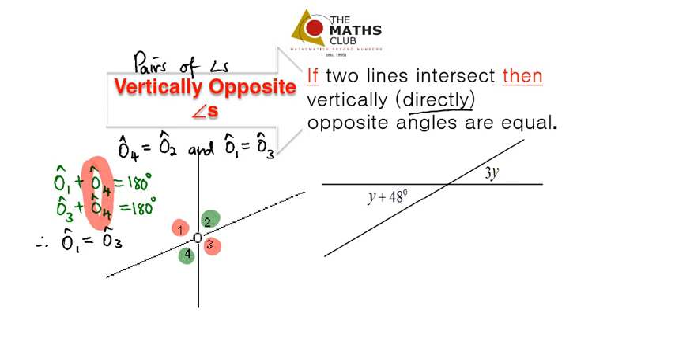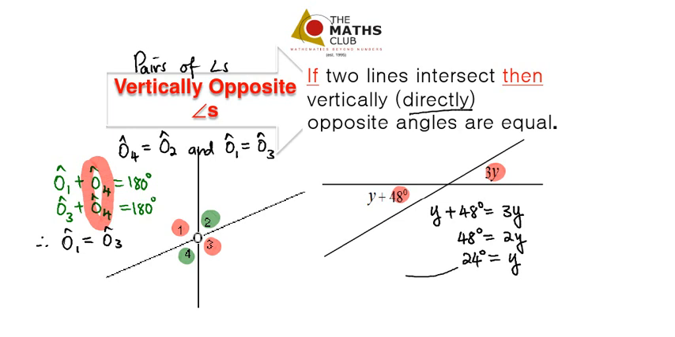So if we wanted to calculate y in this case, we know that these are vertical opposite angles. So we know that this angle here is equal to this angle here. So we'll just write algebraically that y plus 48 degrees is equal to 3y. And of course, we manipulate using algebra. We've got 48 degrees is equal to 2y, and dividing both sides by 2, we'll get y is equal to 24 degrees.